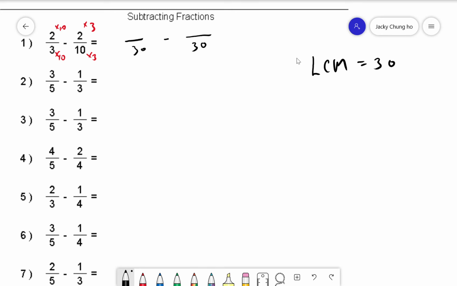So now I can look at the top. 2 times 10 will be 20, minus 2 times 3, which is 6. Okay, you do the math of 20 minus 6, which is 14 over 30. If I reduce it, that will be 7 over 15.